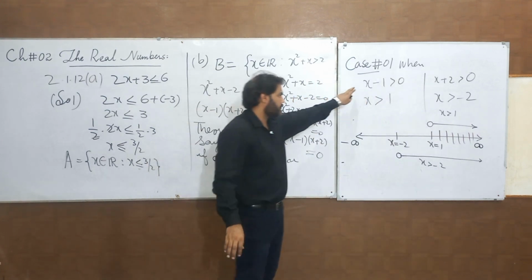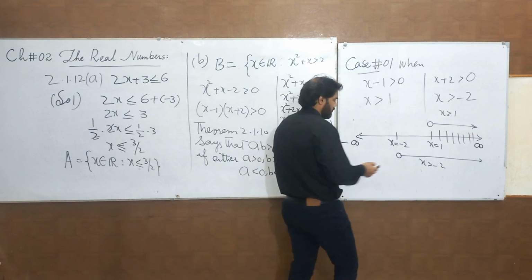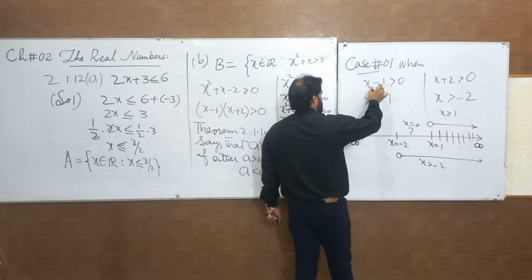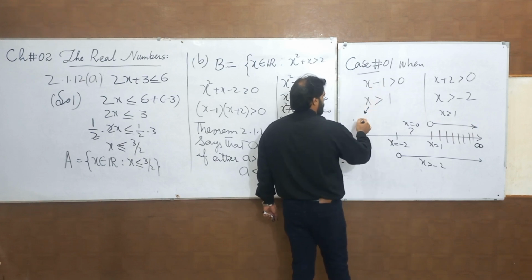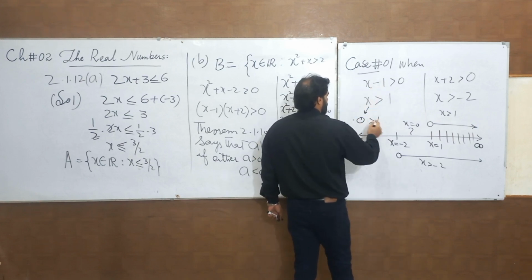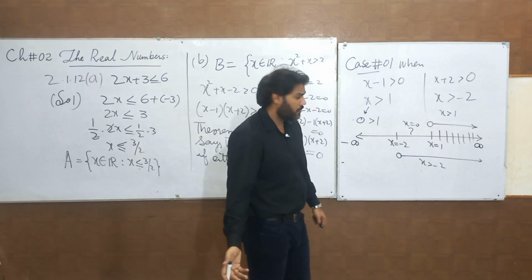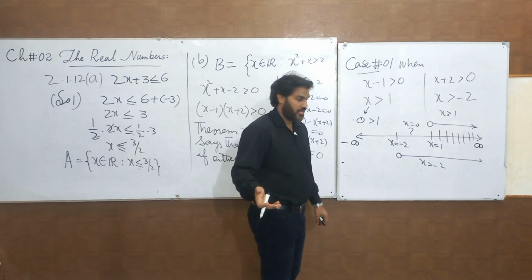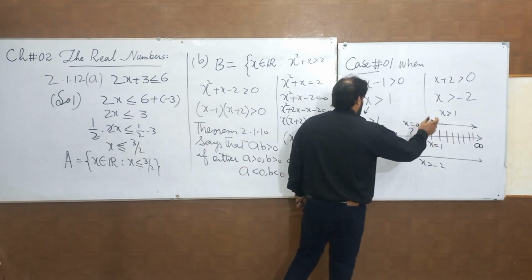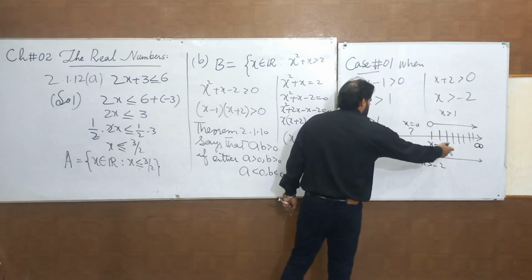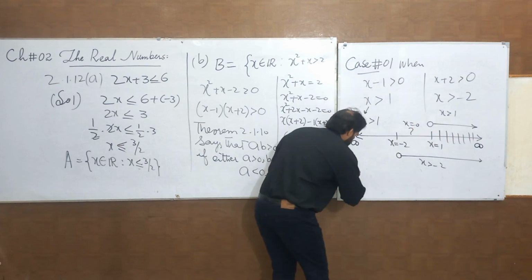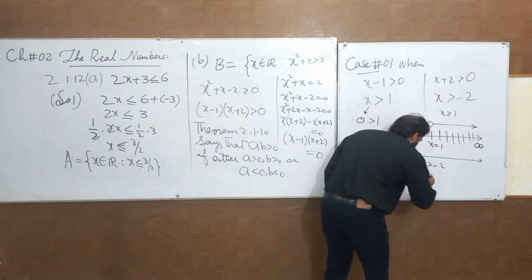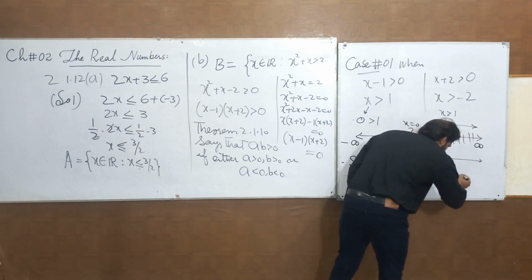For example, if you pick a number from this region, suppose x is equal to 0. If you put x equal to 0 in the first inequality, 0 is bigger than 1. Is it true? This is not true, because this is not an admissible value, an acceptable value. So the only acceptable values are x greater than 1. So the common values are x greater than 1.